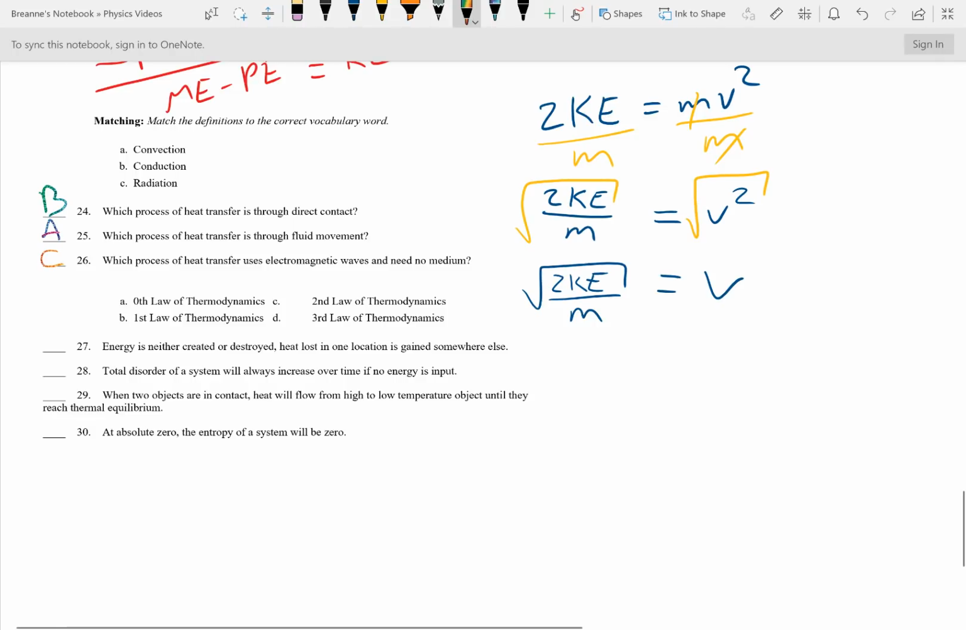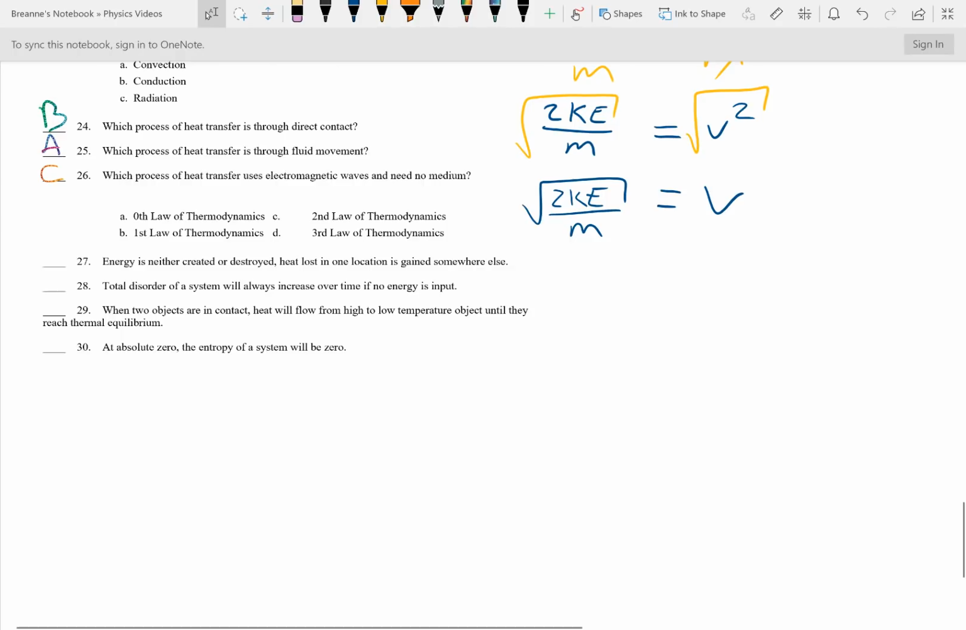Now, an object can have multiple things. It can be radiation and convection. In theory, it could be radiation and conduction. I don't think that'd be very good, but it could technically happen. So you can have multiple heat transfers happening at once. Hint, hint. So I would know that if I were you.